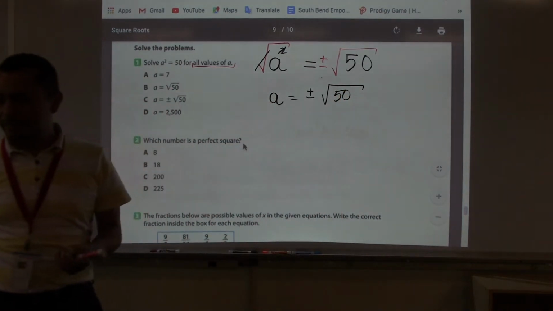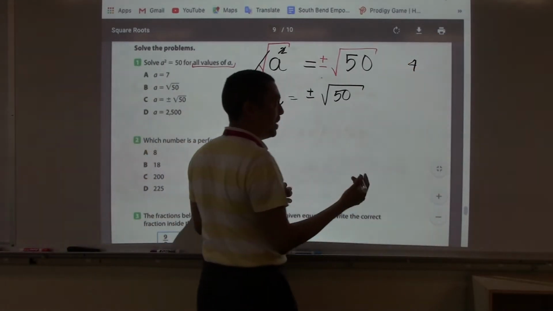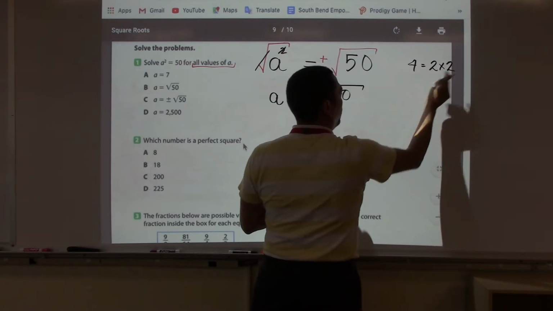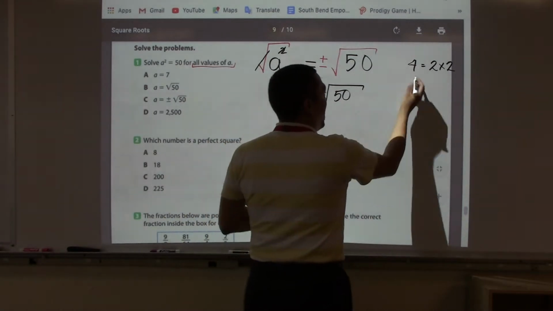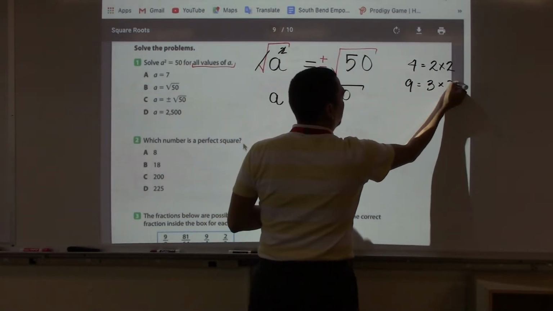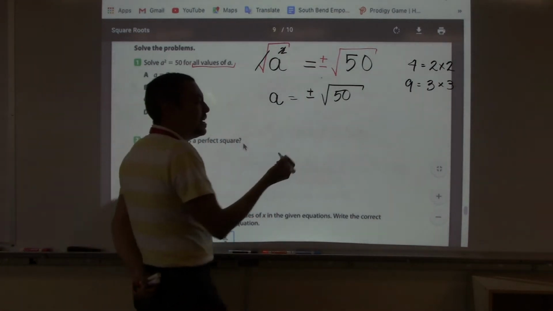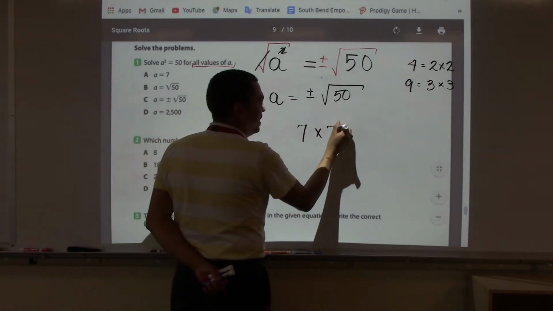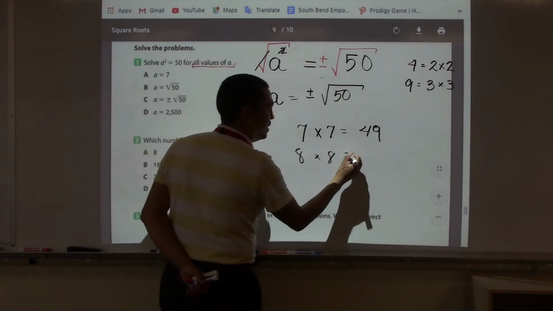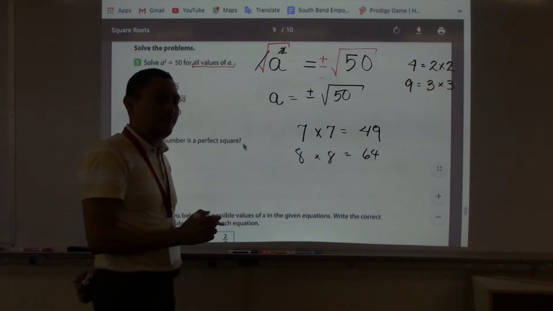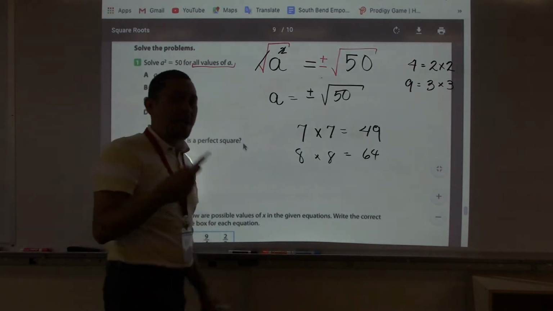Now you ask yourself, is 50 a perfect square? For example, 4 is a perfect square. Why? 2 times 2. You have a number that multiplied by itself will give you the perfect square, 4. 9 is a perfect square. 3 times 3. Now, 50. Is 50 a perfect square? What is the closest number? So I'm thinking of 7. 7 times 7 is equal to 49. So if I multiply 8 times 8 is equal to 64. 50 is between these two numbers. That means it's a decimal number. So 50 is not a perfect square.